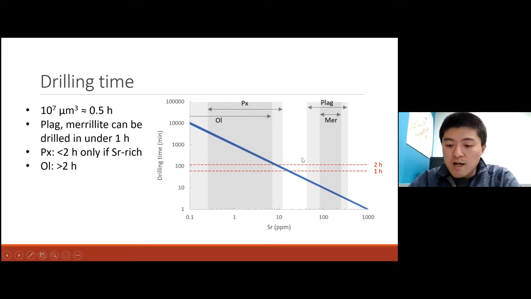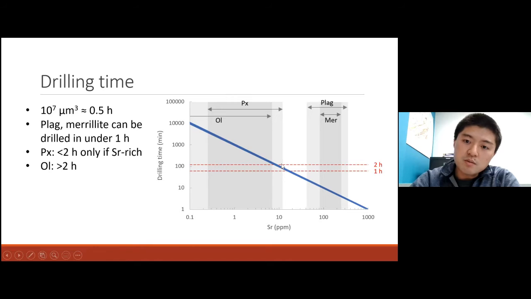And for reference, the red dashed lines here represent 1 hour and 2 hours of drilling time. So looking here, we see that the minimum required volume for plagioclase and merrillite can be milled out in under an hour. However, pyroxene and olivine, which have a lower strontium concentration, would take much longer to create one fraction. And only pyroxene compositions with around 10 ppm strontium would take under 2 hours to extract. So these are estimates for rubidium-strontium work.